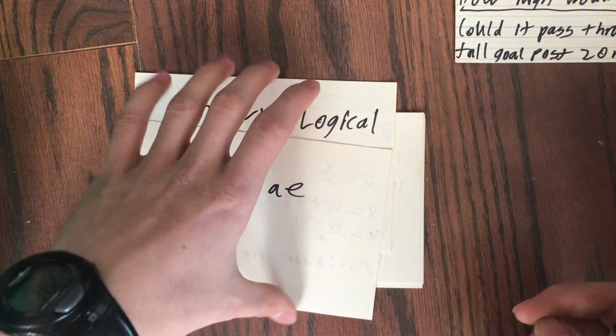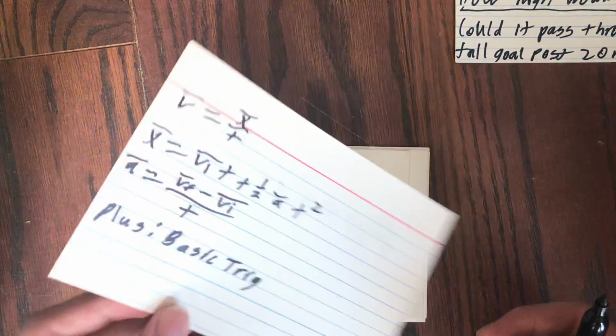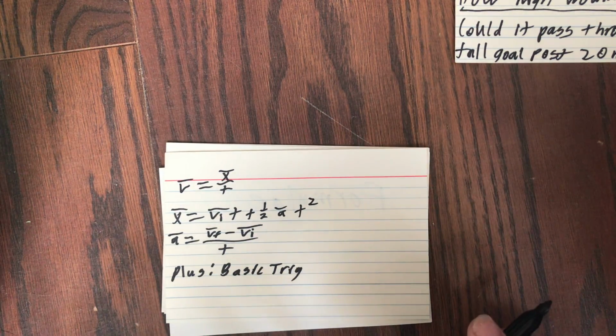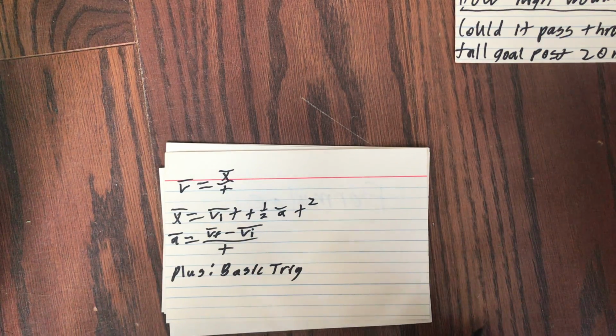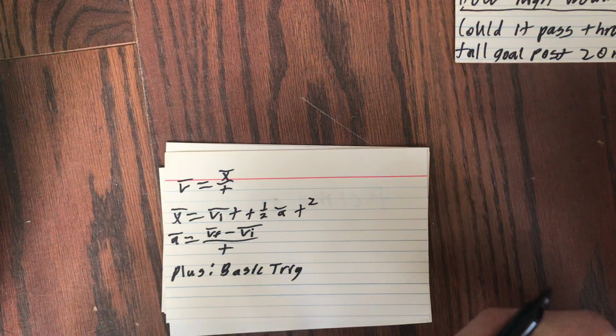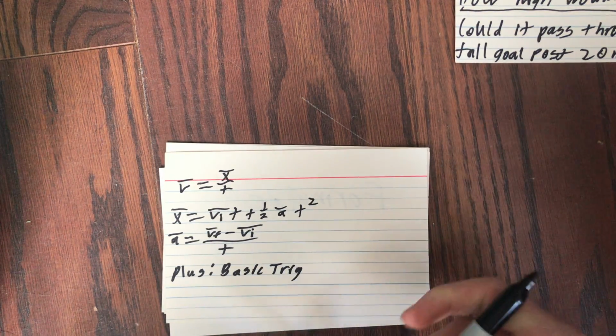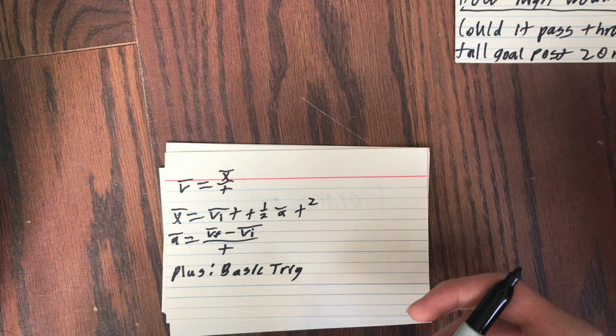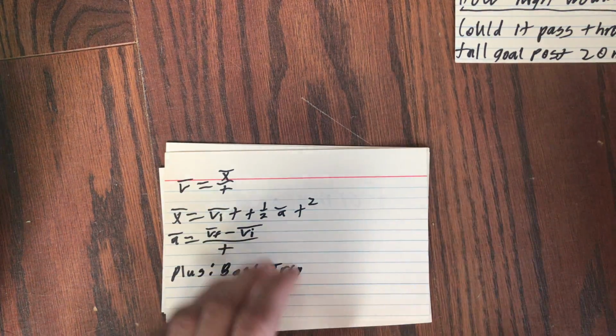Okay, so first let's look at the formulae that we're going to need to use. So first is pretty simple. It's just the velocity formula, distance over time, or displacement over time. We're going to need to be able to use the displacement formula, initial vertical velocity times time, plus 1/2 acceleration times time squared. We're also going to need to know the acceleration formula, which is final velocity minus initial velocity divided by time. You're also going to need to know some basic trig.